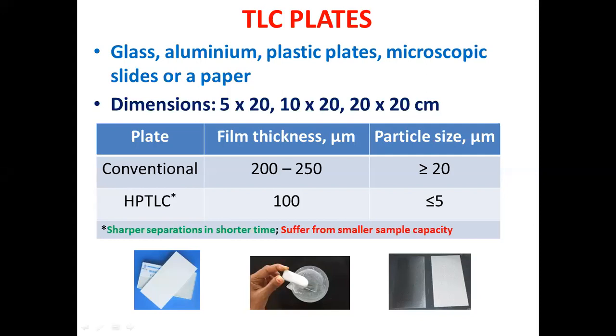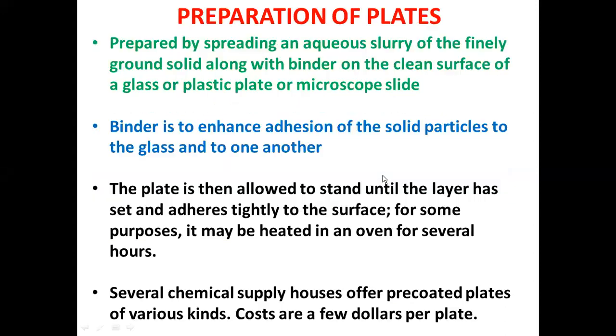So a 100 micrometer film thickness is employed with a particle size of less than or equal to 5 micrometer. As a result of using a lesser film thickness created by using smaller particles, sharper separations in shorter time are possible in HPTLC. But because of the smaller particle size and lesser film thickness, HPTLC techniques suffer from smaller sample capacity. So let us understand more about HPTLC in another half an hour. Let us move on to the preparation of TLC plates. Now you have got the principle of TLC.